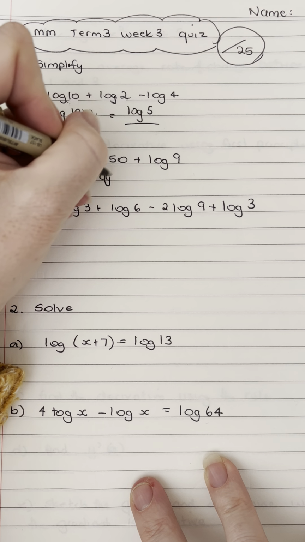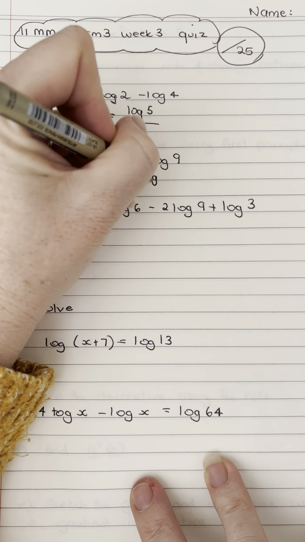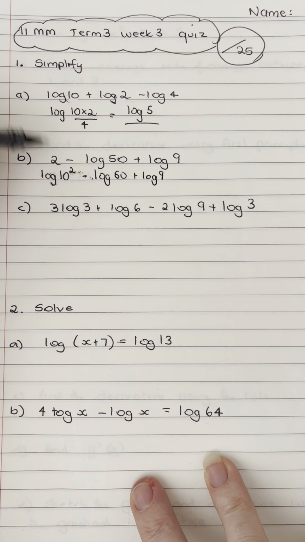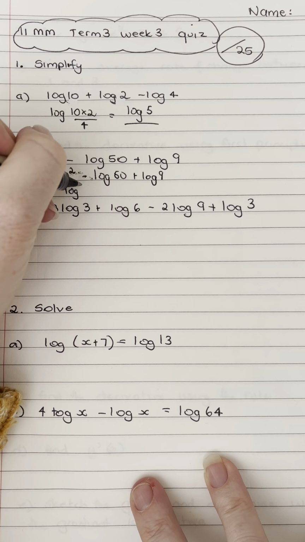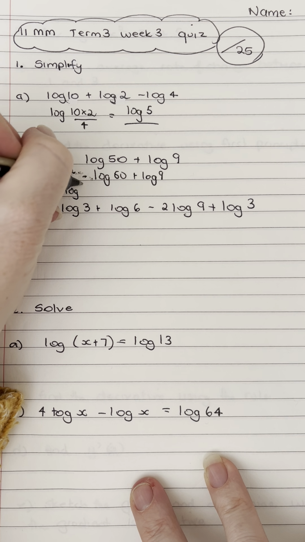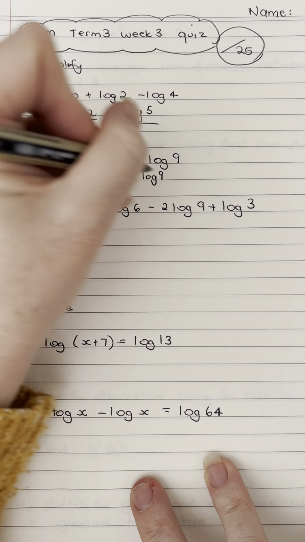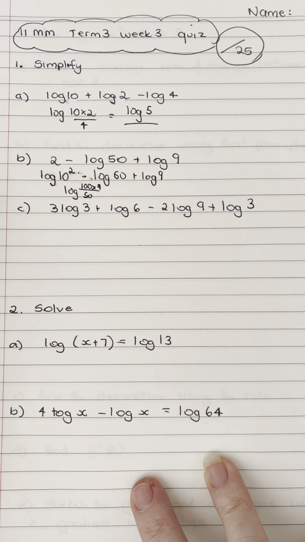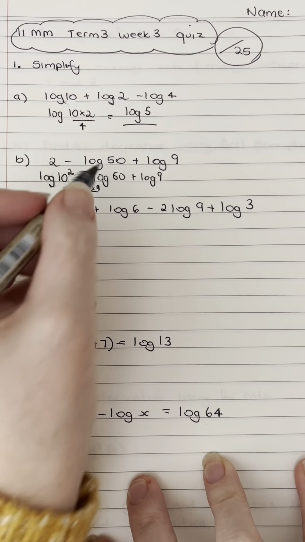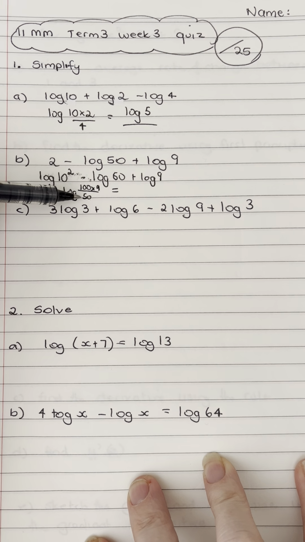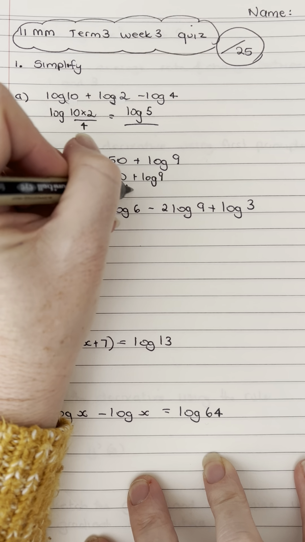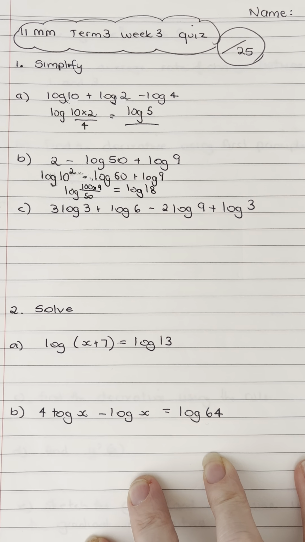And then we've got the log 50 and the log 9. So we can then bring that together, so 10 squared is 100, and we have the 100 divided by the 50. But we've also got a plus 9, so we can have the times 9 there as well. So the 100 divided by 50 is going to be 2. 2 times 9 would give us log of 18.